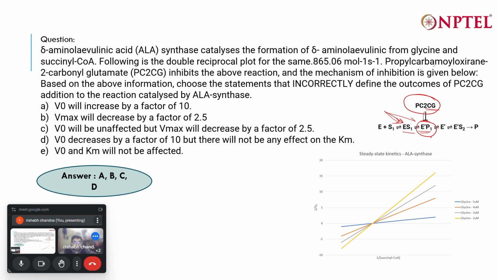Now if we see that it is directly binding to the E prime P1, that is an intermediate. Okay, so in that case it will not be uncompetitive also.